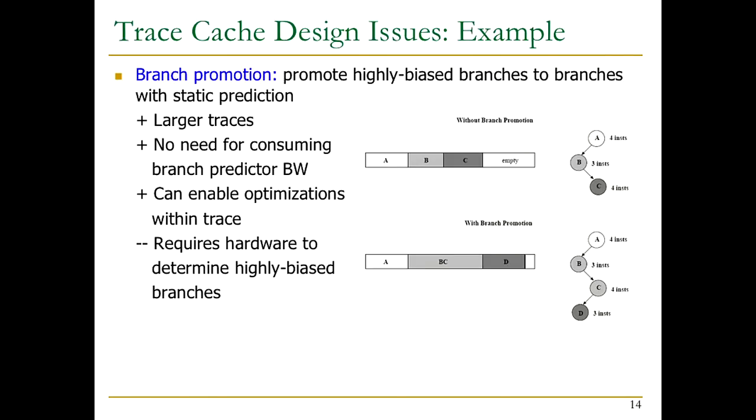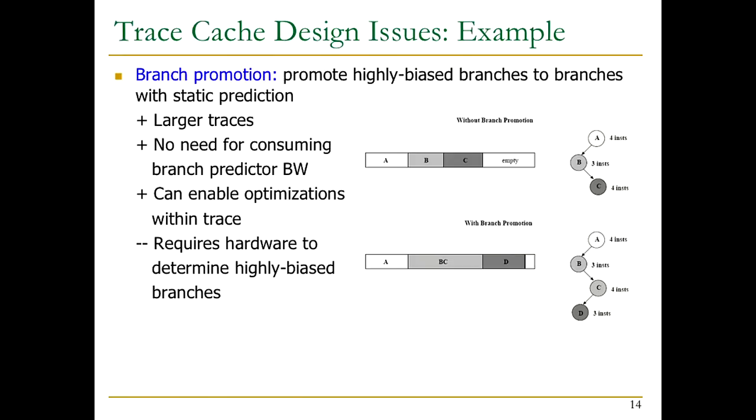Right? Now, the benefit of this is you got rid of that branch from the perspective of predicting the next trace, so you've enlarged the trace. Now you can actually put another basic block into this trace because this branch doesn't exist for all practical purposes for construction of the trace, which means that you have 4, 7, 11, and 14 instructions of the trace now. Right? Make sense? So the basic idea is to promote highly biased branches to branches with static prediction. This leads you to larger traces, just like this, and there's no need for consuming branch predictor bandwidth. We already knew that idea from before.